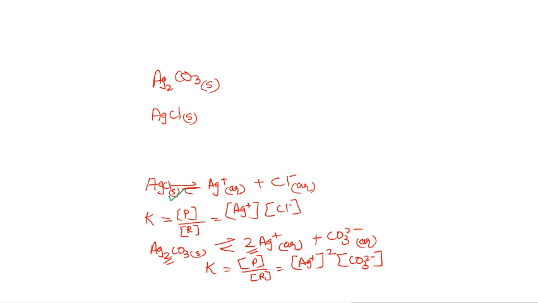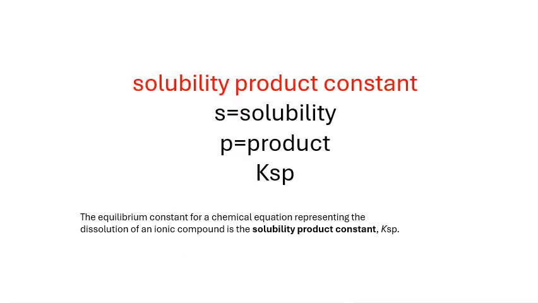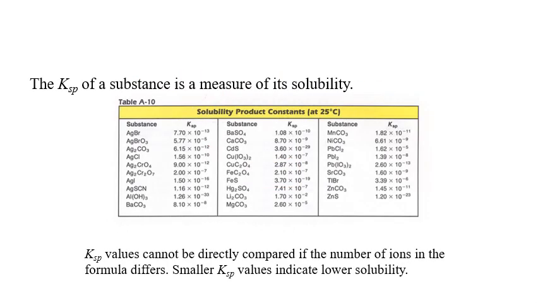But since we are talking about the dissolution of an insoluble salt, we represent this K with a special character, a subscript sp. We call that one the solubility product constant. So the equilibrium constant for a chemical equation representing the dissolution of an ionic compound is the solubility product constant. What does that mean? S represents solubility and P represents product. So we will write that one as Ksp.